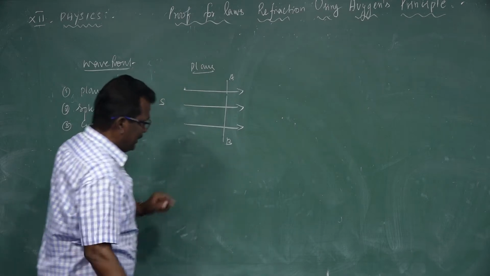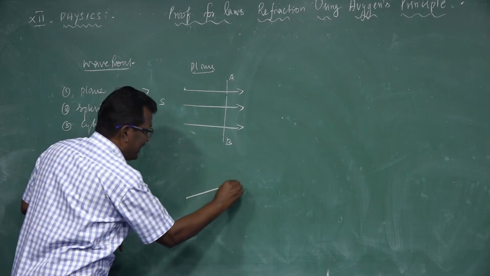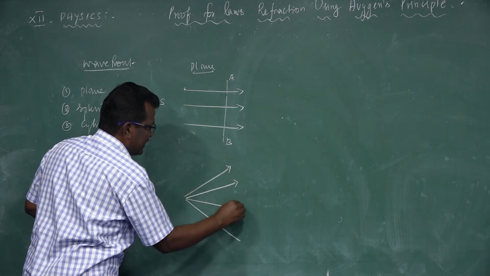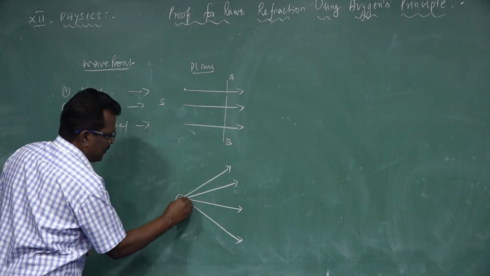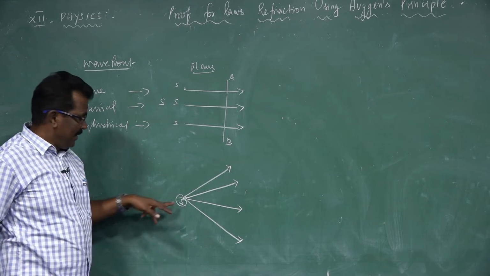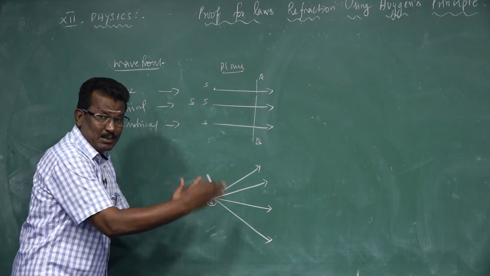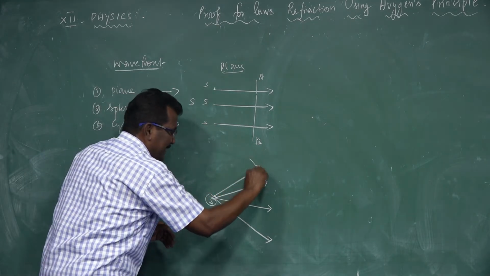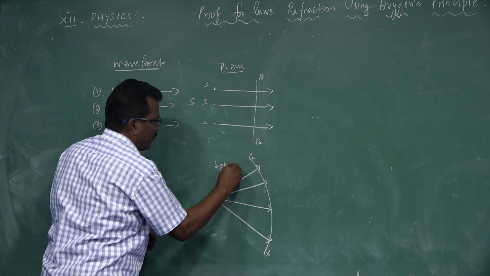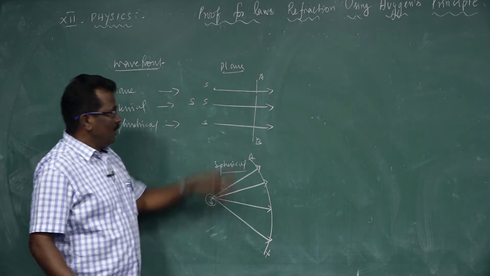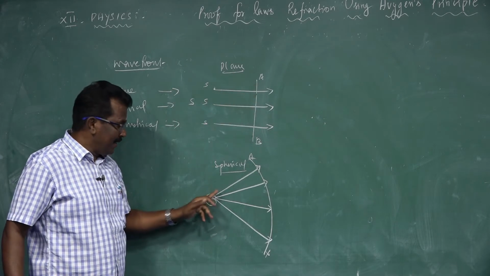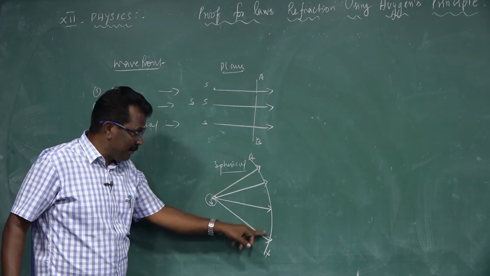Then light coming from a source at finite distance. This is a source of light. In the previous case, light came from infinite distance. In this case, light comes from a finite, particular distance, and the wavefront is spherical. So in the previous case, light from infinite distance gives a plane wavefront; light from finite distance gives a spherical wavefront.